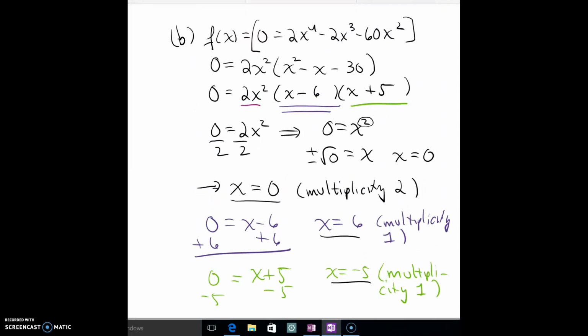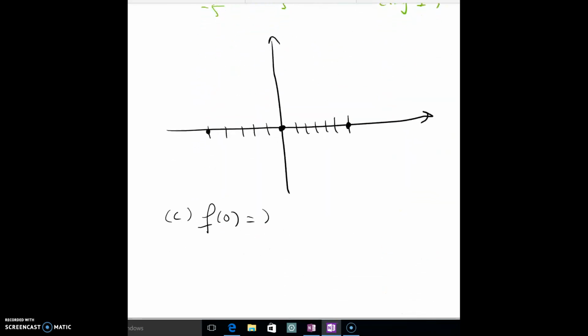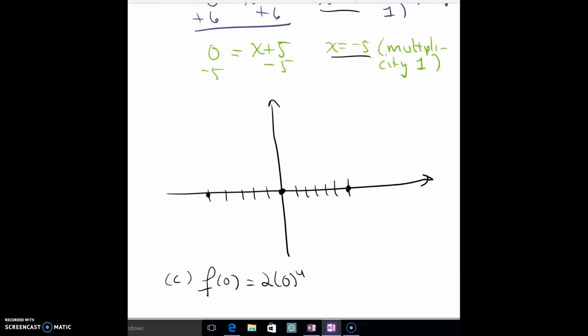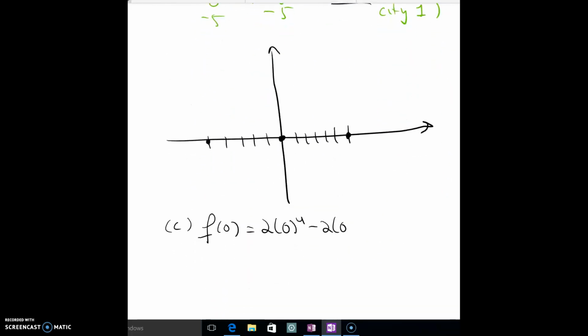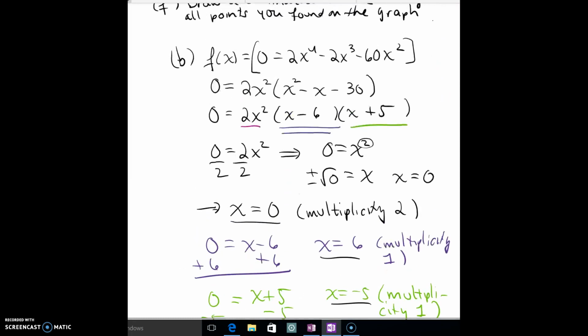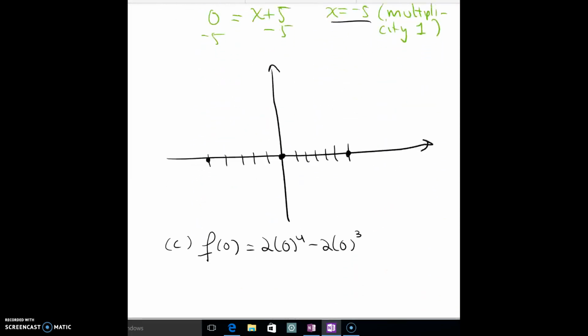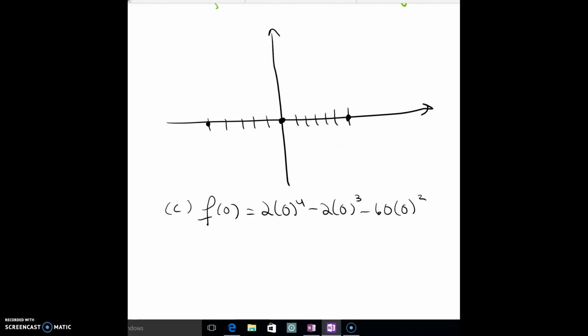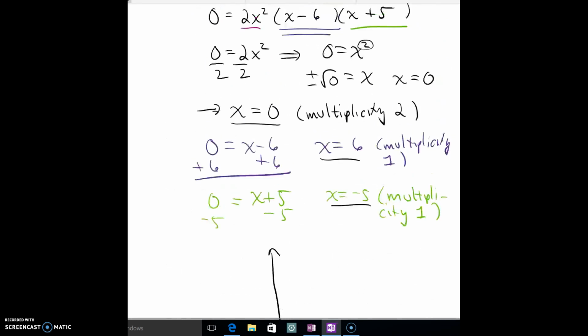F of 0 is going to be 2 times 0 to the fourth power minus 2 times 0 to the third power minus 60 times 0 squared. Okay, and notice this is just going to give us 0. And we already knew that. Once we have an x-intercept at the origin, which we had over there, we know we're going to have a y-intercept at the origin too. So we have a y-intercept at 0, 0.